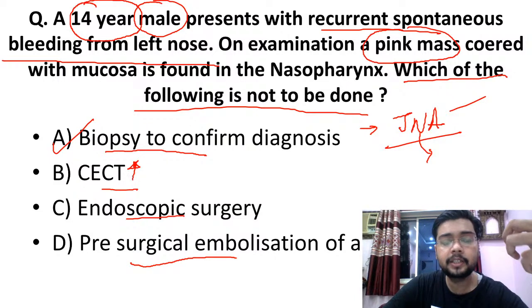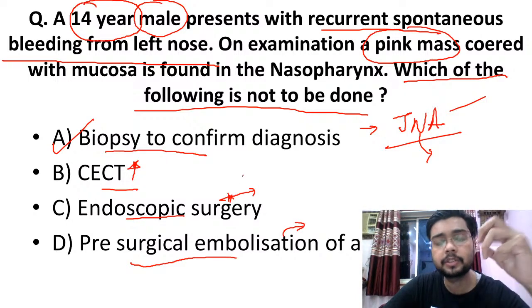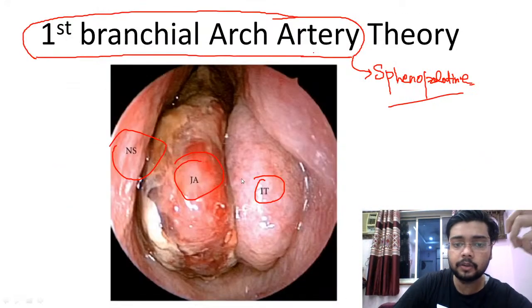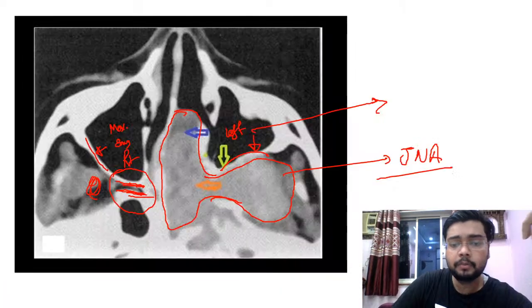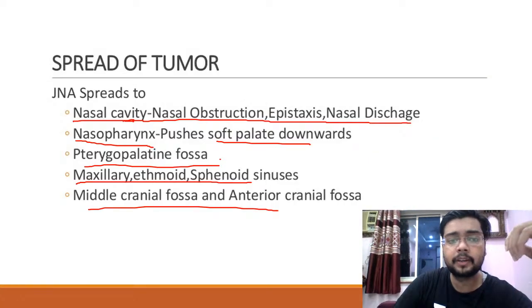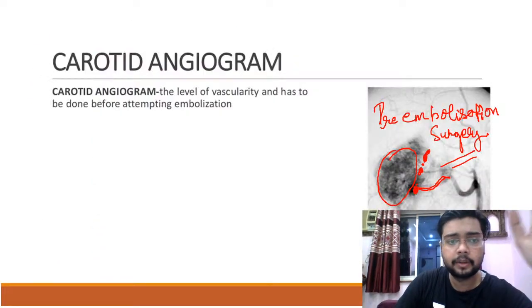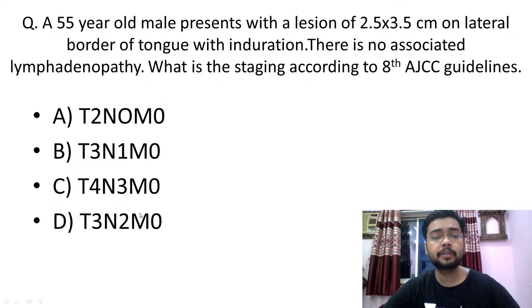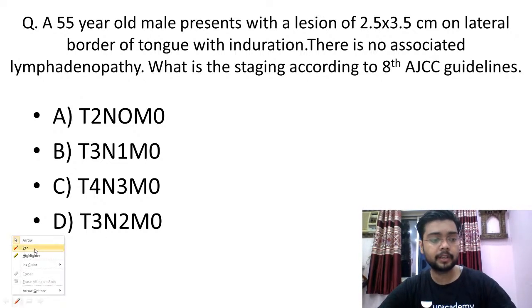A CECT will help you to make the diagnosis. Endoscopic surgery will help you to remove the tumor, and pre-surgical embolization of the artery will help you to reduce the bleeding during surgery. So this was a very important topic and we have covered almost everything.